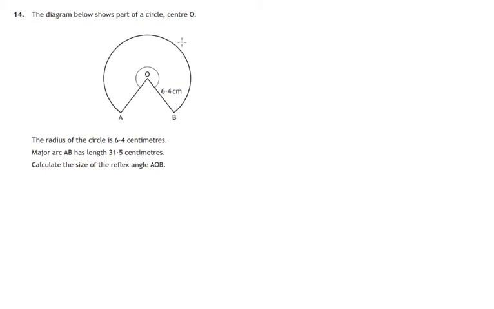So here we have a diagram showing part of a circle with centre O. We're told the radius is 6.4 centimetres, and we're told that major arc AB. Now, major arc AB is the length of this part of the circumference. Let me write that down. That's major arc AB. So it's basically all the way around from A right the way around to B.